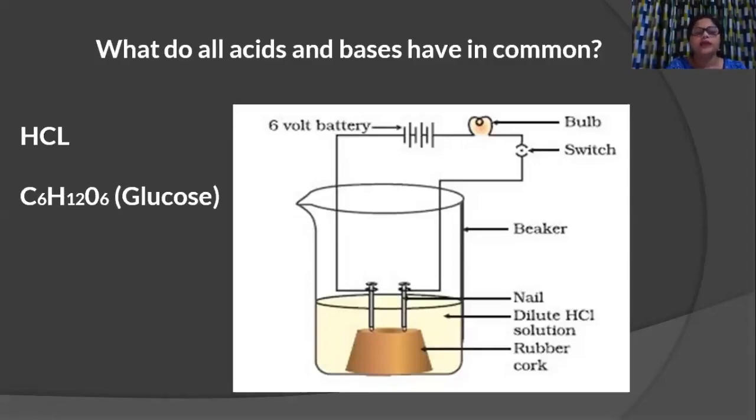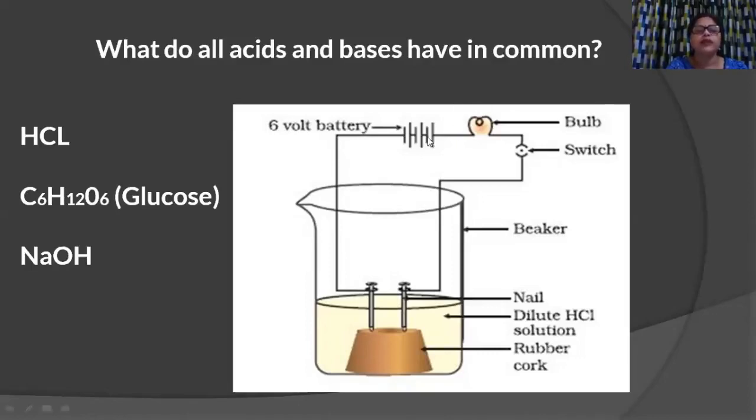In the third setup, we will put sodium hydroxide solution. What will happen when we put sodium hydroxide solution in it? Because sodium hydroxide solution is an aqueous solution, here also we will get ions. Na plus and OH minus ions are produced. Because charged particles are present, the electricity will be conducted and the bulb will start to glow.